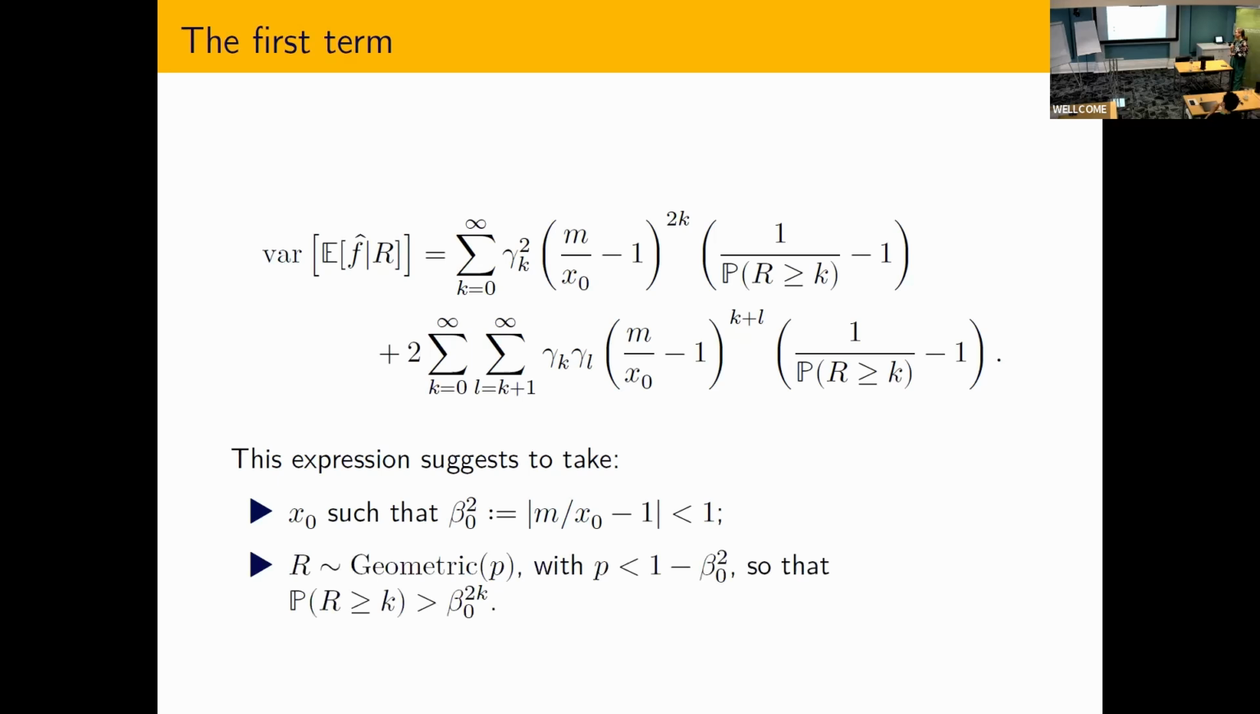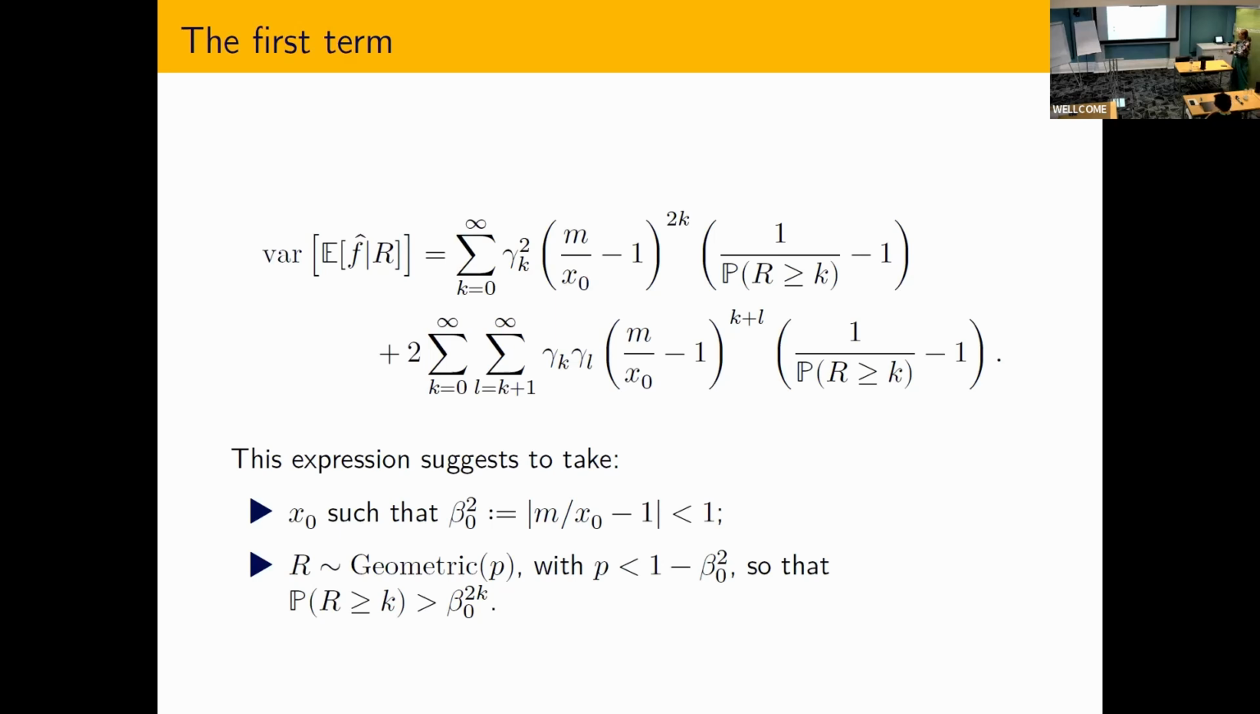The second condition is that, to make life easy, we're going to pick R to belong to a certain family, which is a geometric distribution starting at 0, just because we have an analytic expression for these tail probabilities, so we can state clearer results. You need to pick the probability of this geometric to be smaller than 1 minus beta 0. And the reason for that, I think, is quite intuitive. If you look up here, this is beta 0 to the 2k, divided by this tail probability. And once you take the ratio, this should be smaller than 1 for the series to converge.